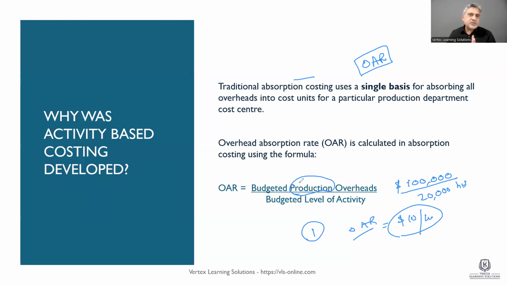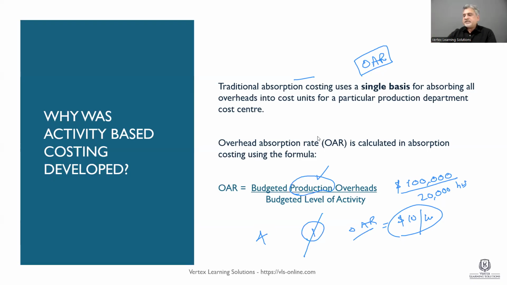Now, in activity-based costing, the difference will be that you will not have one OAR. You probably will have multiple OARs, 3 OARs, 4 OARs. So not one overhead absorption rate, rather you will have 2, 3, 4, 5 overhead absorption rates. This is the first difference. And the second difference is that it is not only about production overheads, it is about other overheads as well. Non-production will also be added. So this is what activity-based costing will do. Now, why do we have multiple OARs, multiple overhead rates? This is what we are going to learn.